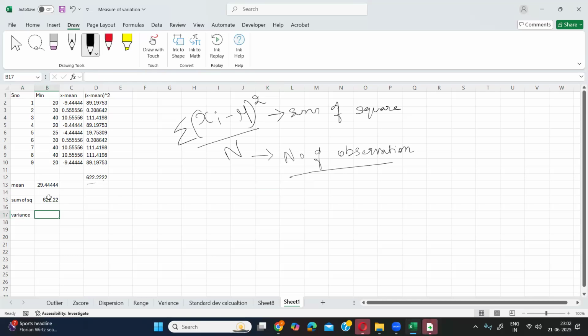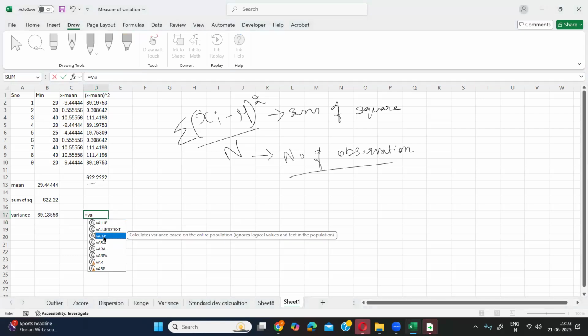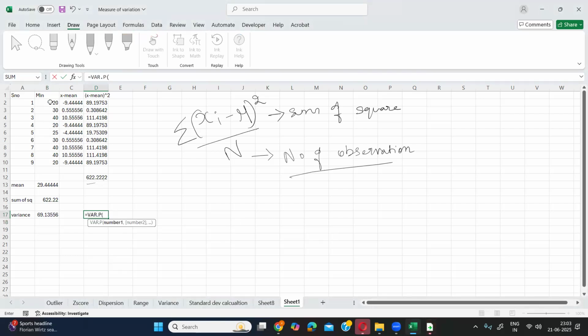So variance equals the sum of 16 squares divided by, let's say I will put 16 number 9. What is it? 69.13558. Yes, and verify with your system. Okay, so for example, variance is the formula. So variance of the population. And I am trying to find the variance of this data set.